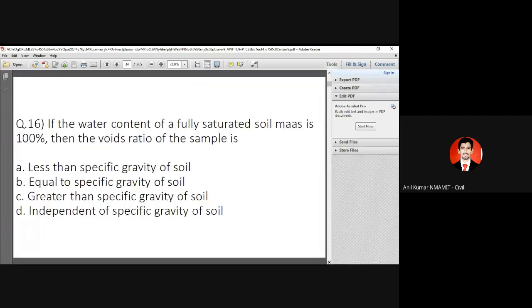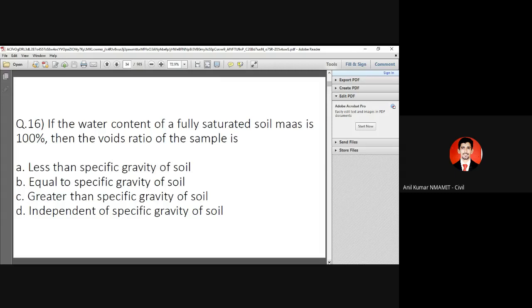16th problem. If the water content of a fully saturated soil mass is 100%, just now we did a similar problem, then the void ratio of the sample is, I think you can see the problem.